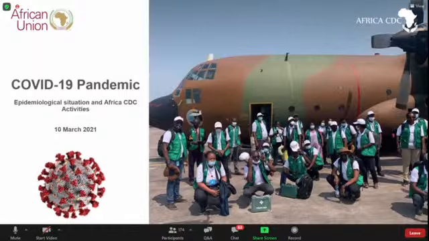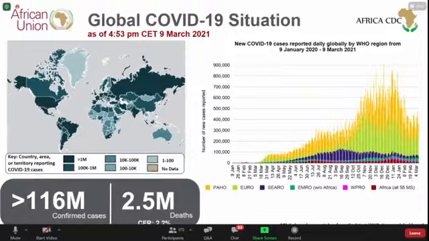This slide shows the global distribution of coronavirus COVID-19 cases. Globally, there are over 116 million confirmed cases and over 2.5 million related deaths, with case fatality ratio of 2.2%. The map to the left shows the distribution of cases by country globally. The darker colors indicate countries that have reported more than 1,000 to 1 million cases. The panel to the right is the epidemic curve, showing the trend of COVID-19 cases reported daily by the 6 WHO regions. Africa currently accounts for about 3.5% of all COVID-19 cases reported globally.